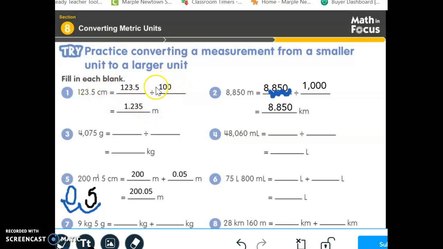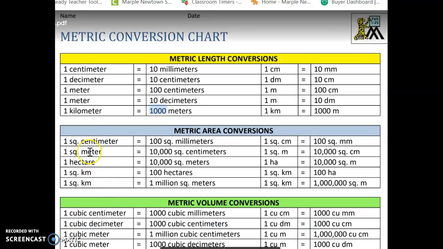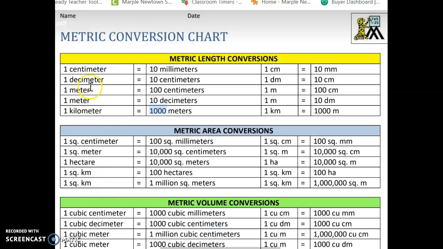So remember, when you're doing measurement conversions, you need to think about the relationship between the two units and what to divide by. You can use a conversion chart to help you. This is a copy of the conversion chart that's available on Google Classroom, and I suggest you refer to that to remember which number to divide by.